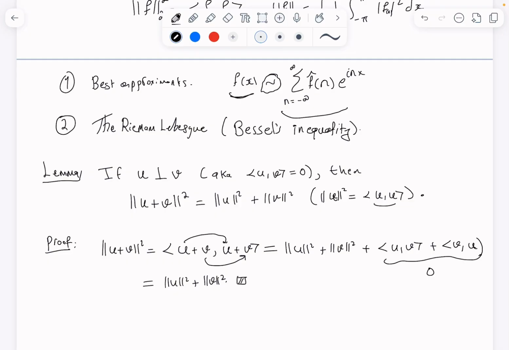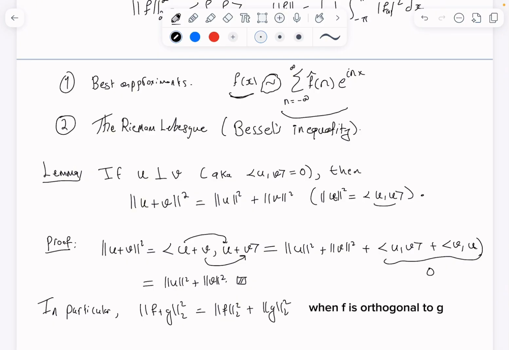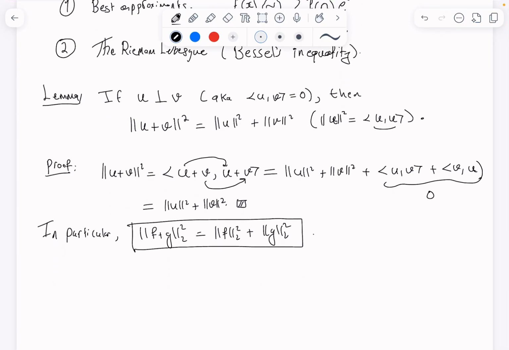So in particular, for us, we know that the norm of f plus g squared is equal to the norm of f squared plus the norm of g squared. Okay, so this is an important fact that we'll be using, so it's important to remember. Alright, so with that, let's go ahead and introduce trigonometric sums. So let's define trigonometric sums.